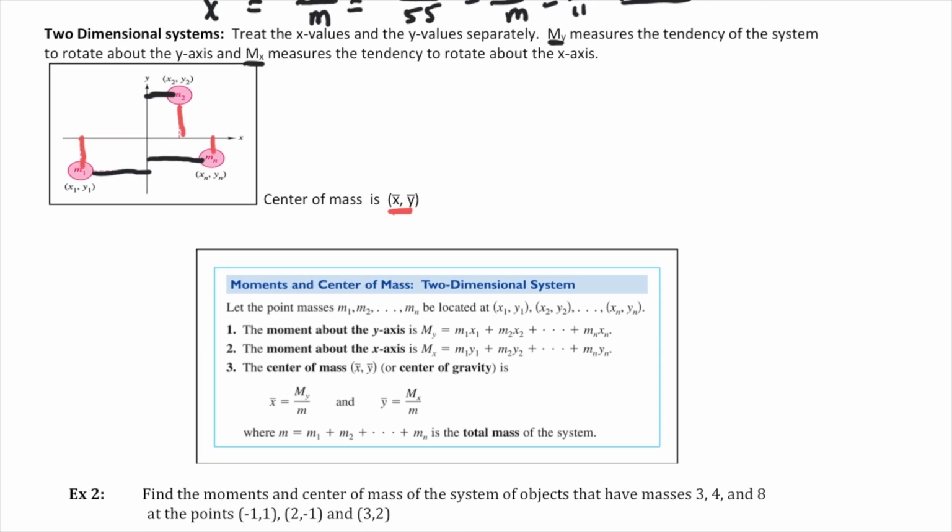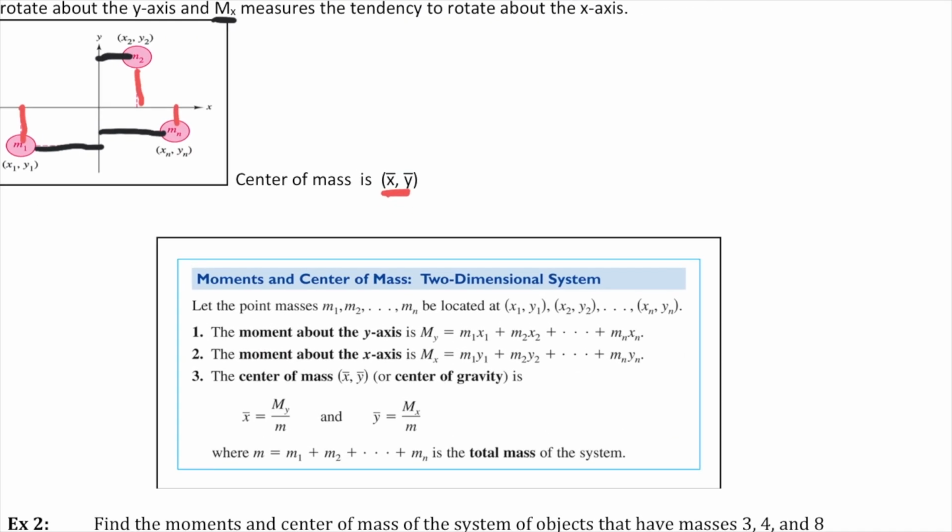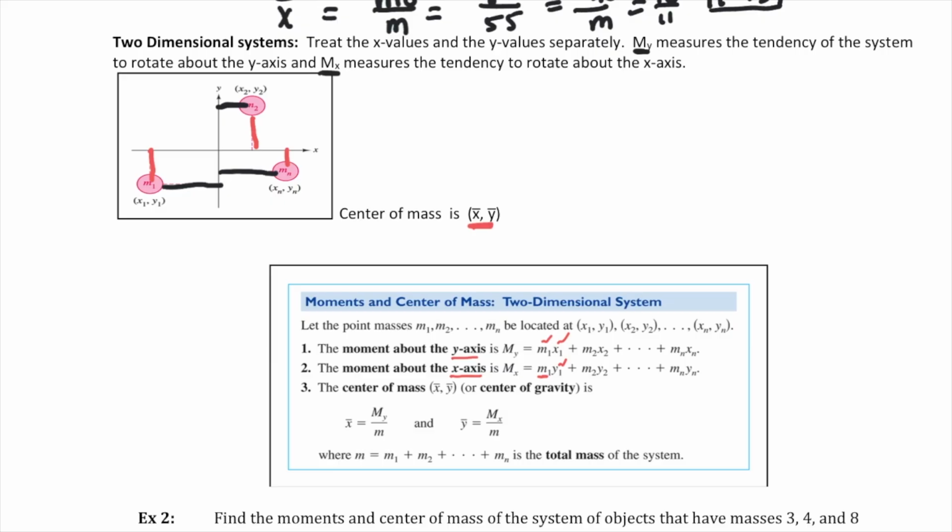So when we consider what's going on here, the moment about your y-axis is going to be each of the individual masses multiplied by their distance in terms of x, whereas the moment about the x-axis is going to be the mass multiplied by their distance with respect to y. The center of mass is to help you keep your plate balanced, like we were talking about earlier.